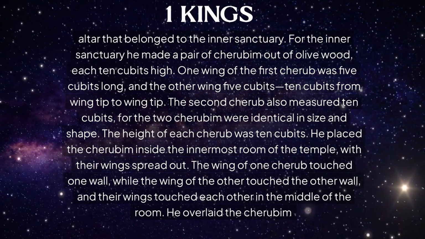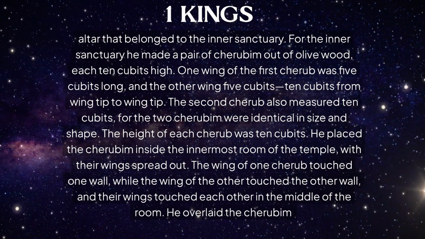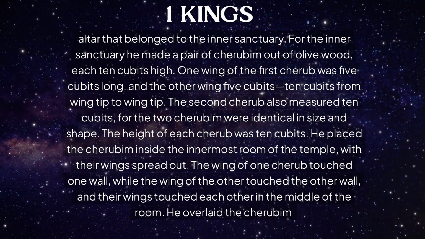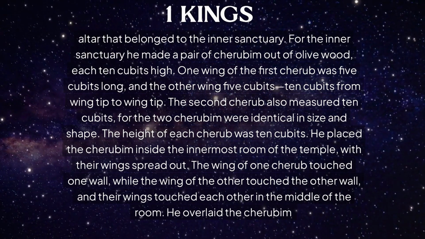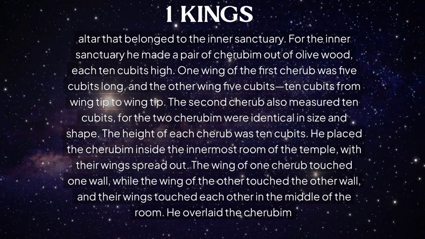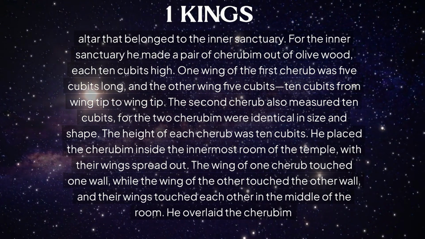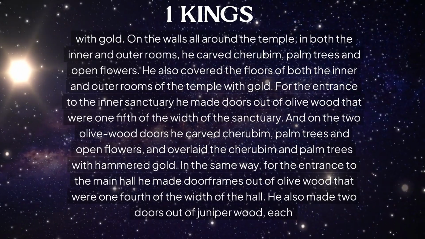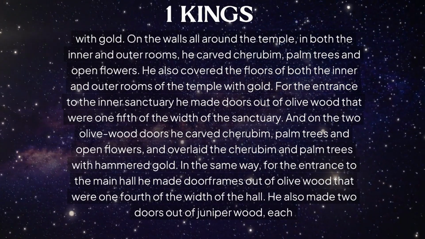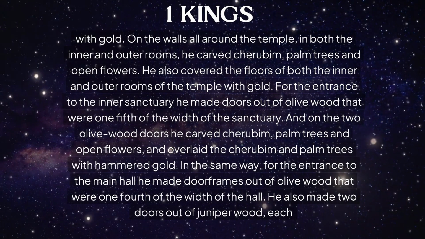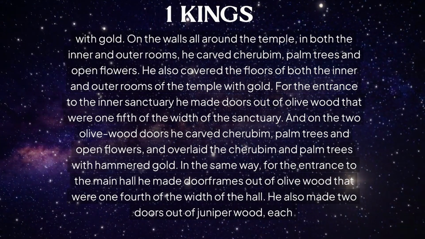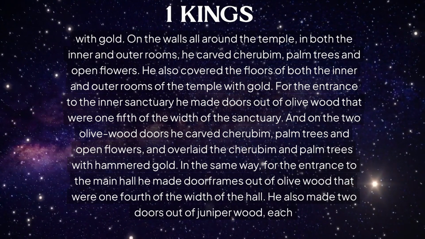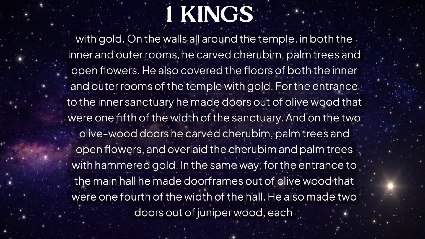He placed the cherubim inside the innermost room of the temple, with their wings spread out. The wing of one cherub touched one wall, while the wing of the other touched the other wall, and their wings touched each other in the middle of the room. He overlaid the cherubim with gold. On the walls all around the temple, in both the inner and outer rooms, he carved cherubim, palm trees and open flowers. He also covered the floors of both the inner and outer rooms of the temple with gold.